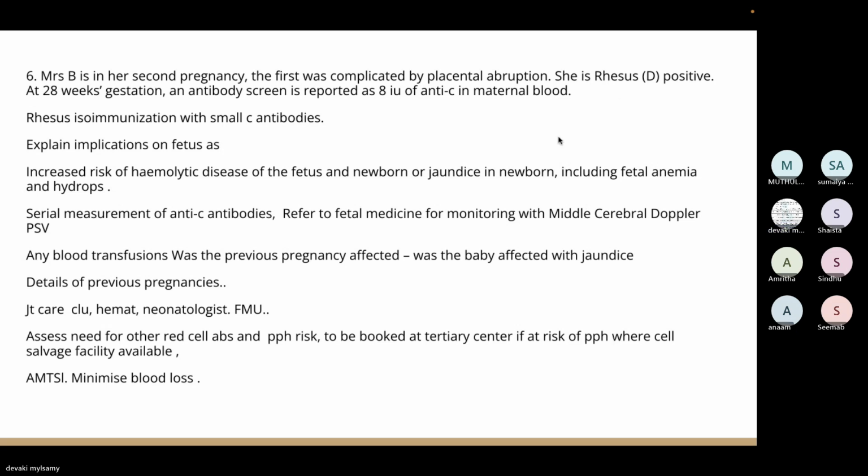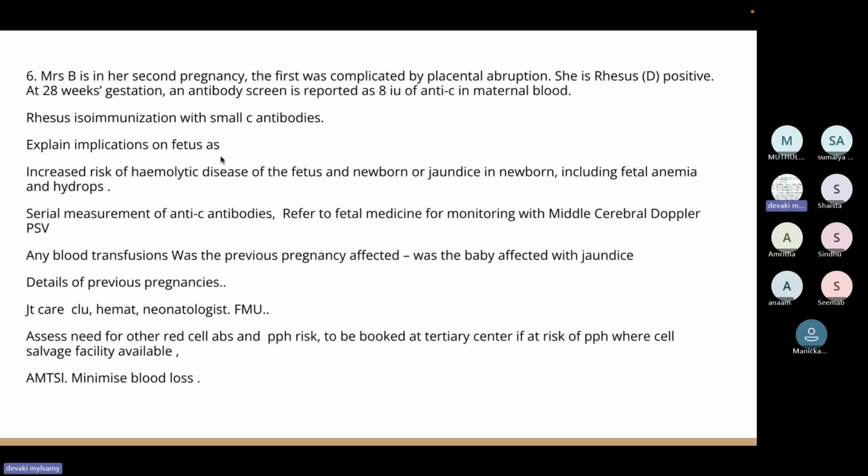Now, we have considered the risk associated with the fetus. But what if the patient is at risk of PPH, because she had a previous abruption? So again, there is a risk of abruption where she might need blood, and her blood has red cell antibodies. So she needs to be booked at a tertiary center where cell salvage facility will be available, since she is at risk of PPH. Her blood and blood products will be kept ready.